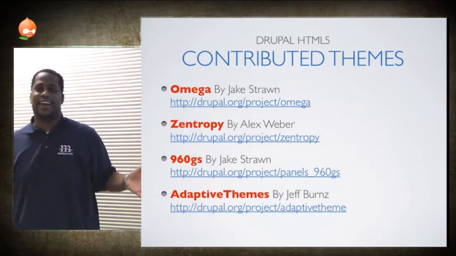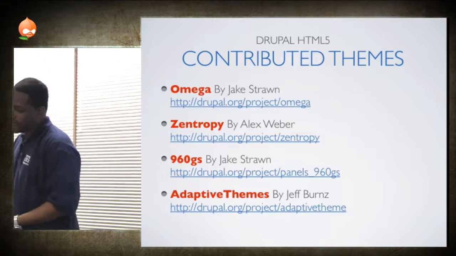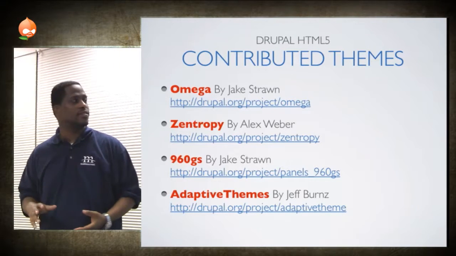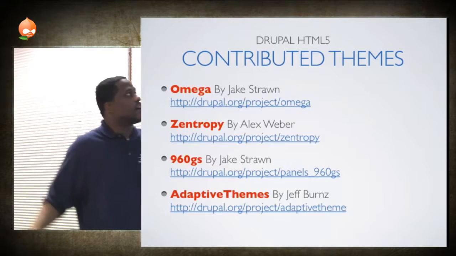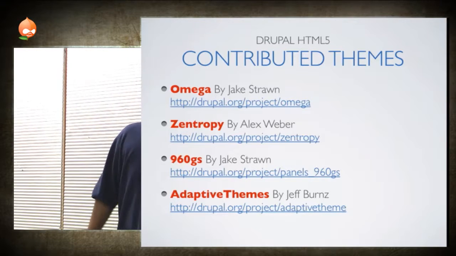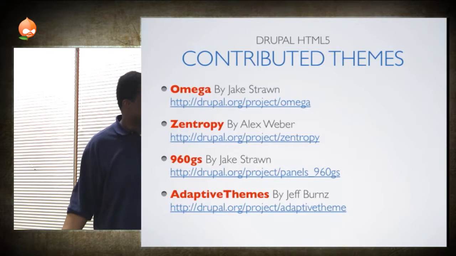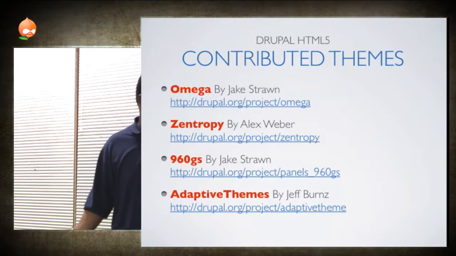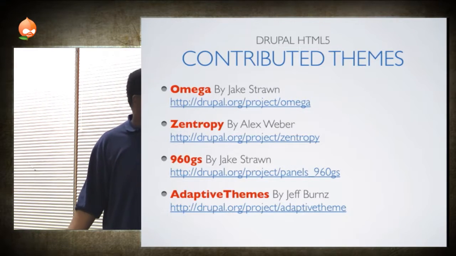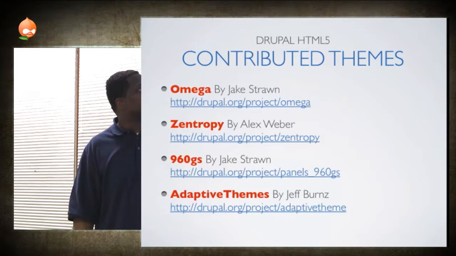All these things, they have done the hard work to make it HTML5 compliant. My favorite, Omega. I'm not a guy to follow trends, but I do like Omega, and in a close second for me would be Adaptive. This is more for panels. If you work with panels, it makes it compliant.